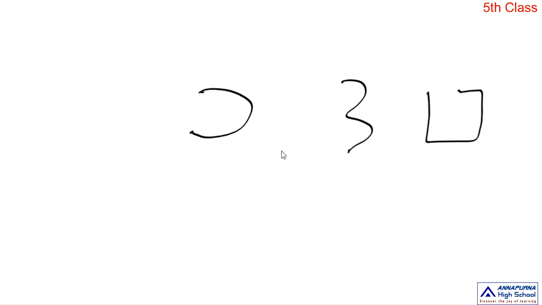If you observe these diagrams, take this one. Here, in this shape, there is a gap. This is the gap between these two. So there is a gap. If you observe this, here also there is a gap. So this comes under the gap.